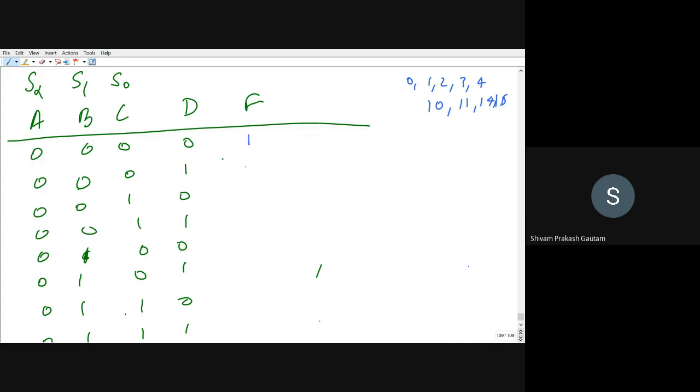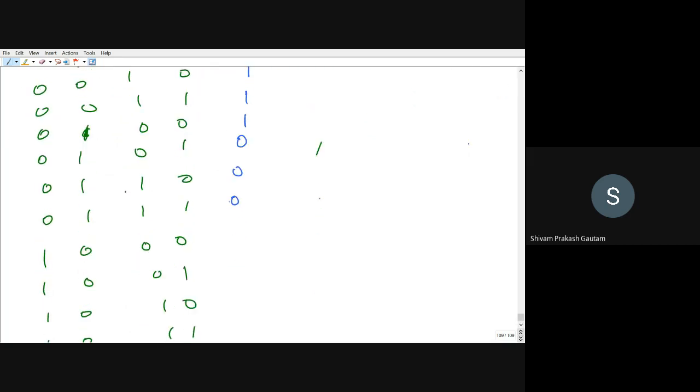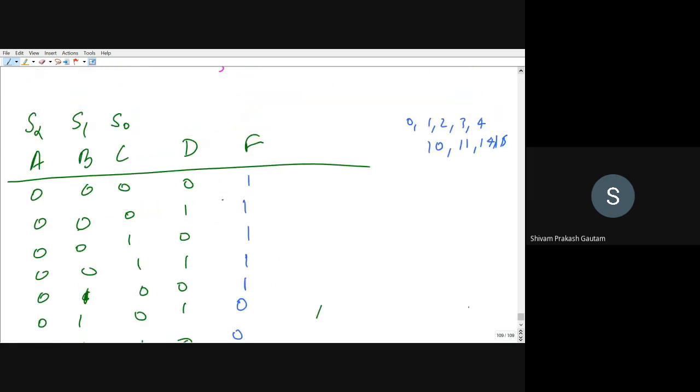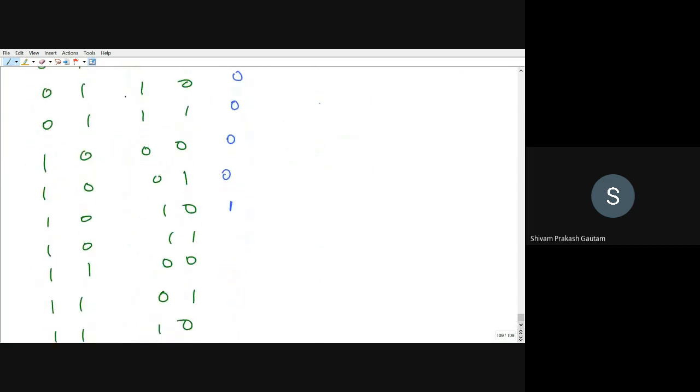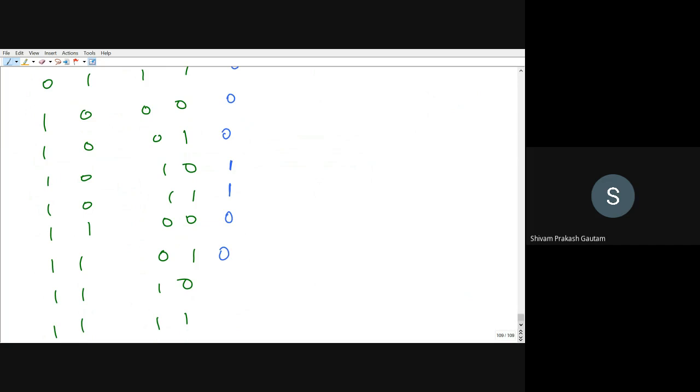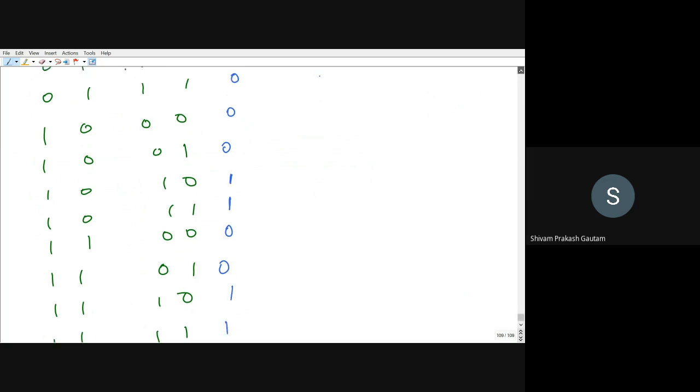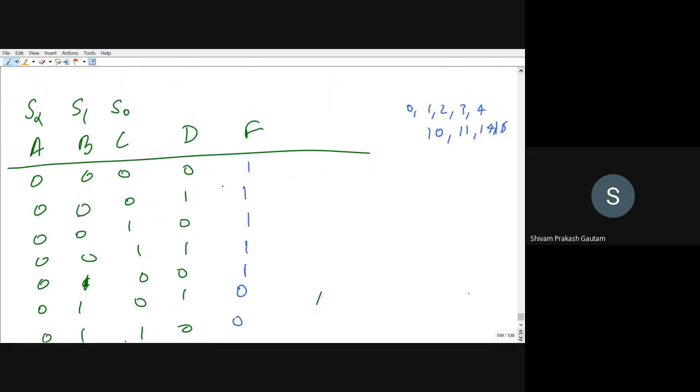So this will be 1, 1, 1, and 3, 0, 1, 2, 3, 4 is also 1. Then we have 10, so this will be 0, this will be 0, 0, 0. This will be 9, and 10 will be 1. Then 11, 0, 0. Then 14 is 1, and 15 is 1. So this is what has been provided in our problem.